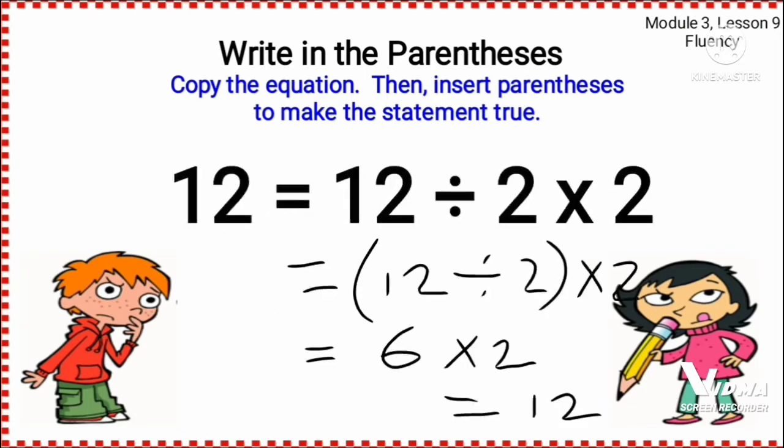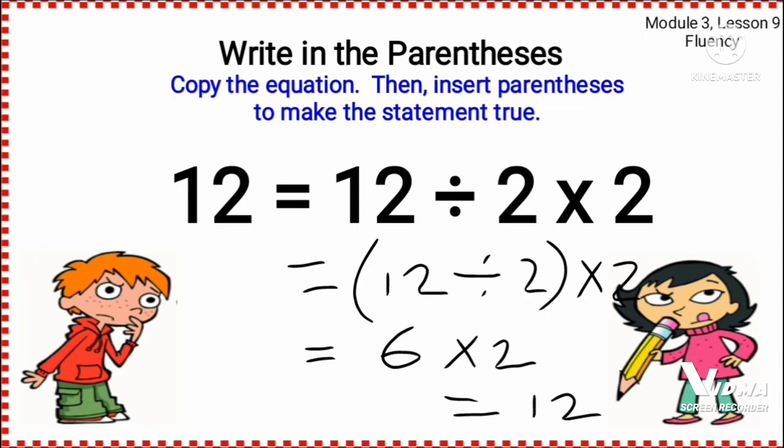Another equation. 12 divided by 2 times 2 equals 12. What will be the proper place to put the bracket? If you put it in 2 times 2, you have 4, and 12 divided by 4 is 3. You will not get the answer.